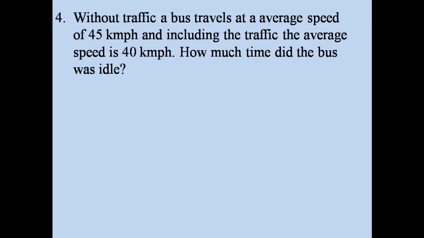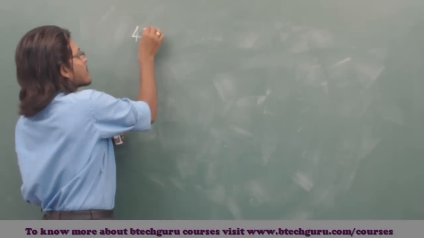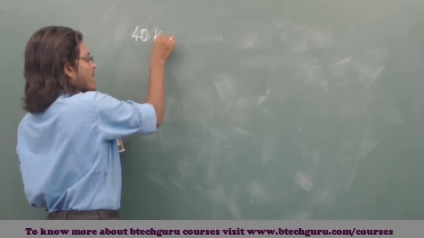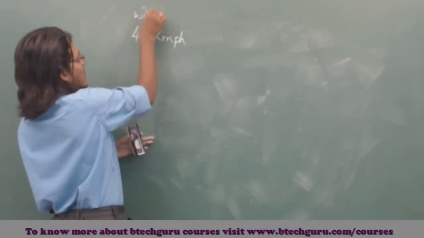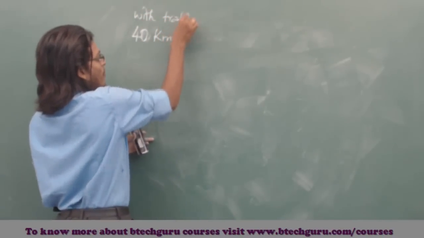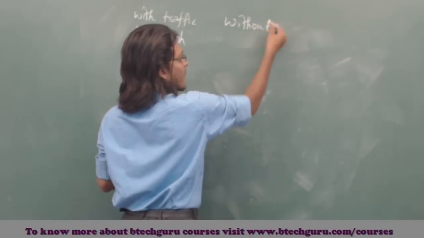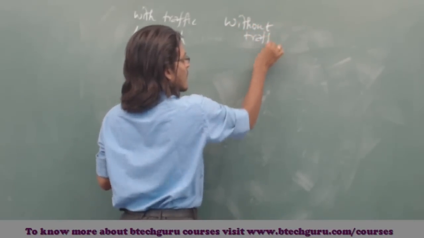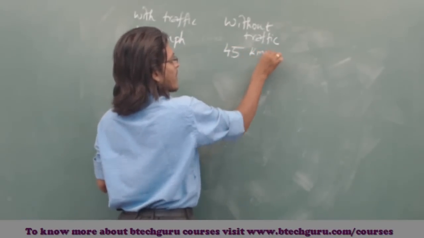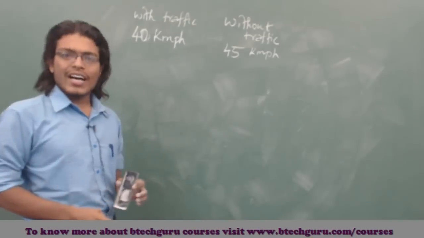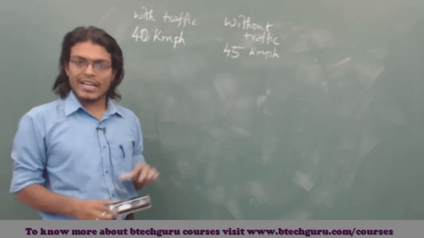In one journey, including the traffic, the speed is 40 kmph, because you cannot travel fast if there is traffic. This is with traffic. Without traffic, it is 45 km per hour. You can travel at a higher speed. Now they are asking how much time the bus was standing idle.